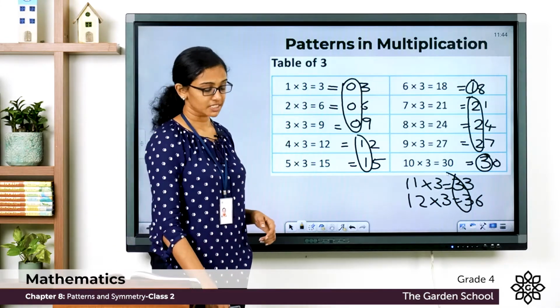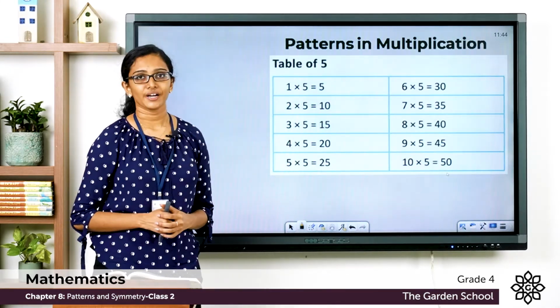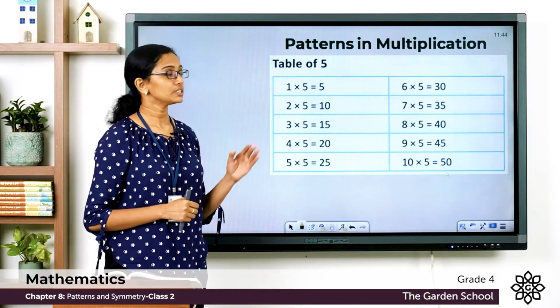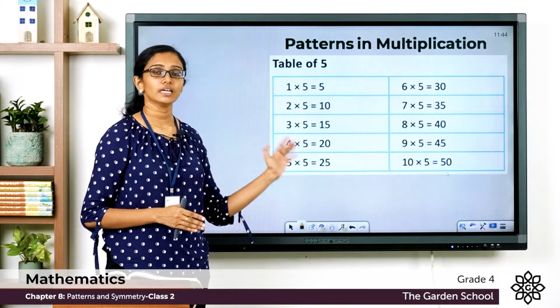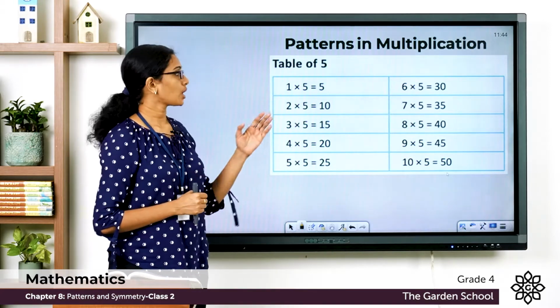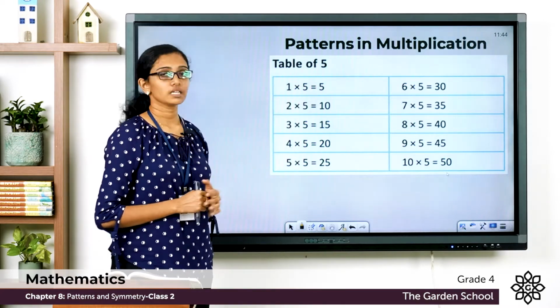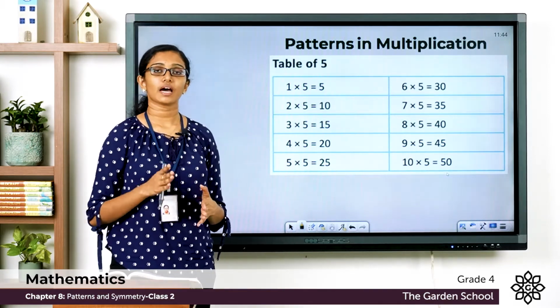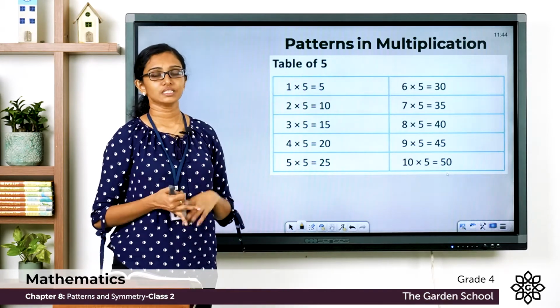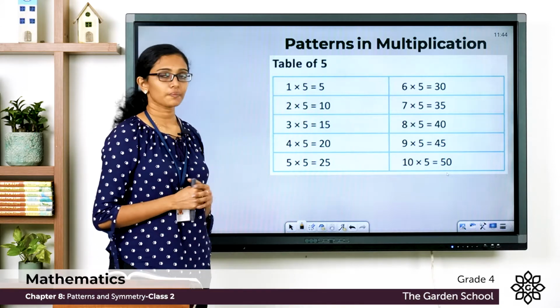Now let's see the multiplication table of 5. 1 5 is 5, 2 5s are 10, 3 5s are 15, 4 5s are 20, goes on like that. And you observe the ones digit in each of these multiples. The ones digit in all the multiples would either be 5 or 0. So that is one pattern.